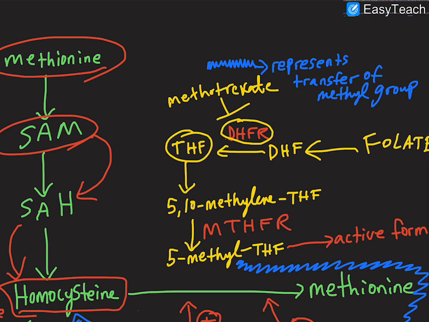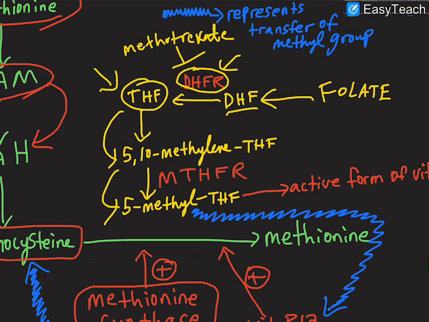But once you get tetrahydrofolate, so we get dihydrofolate converted to tetrahydrofolate via dihydrofolate reductase. Then tetrahydrofolate gets converted into 5,10 methylene tetrahydrofolate. Then 5,10 methylene tetrahydrofolate gets converted into 5-methyl tetrahydrofolate. Now 5-methyl tetrahydrofolate got formed with the help of an enzyme. You need an enzyme to go from 5,10 methylene tetrahydrofolate to 5-methyl tetrahydrofolate. The way you do that is with an enzyme called methylene tetrahydrofolate reductase, so this enzyme right here.